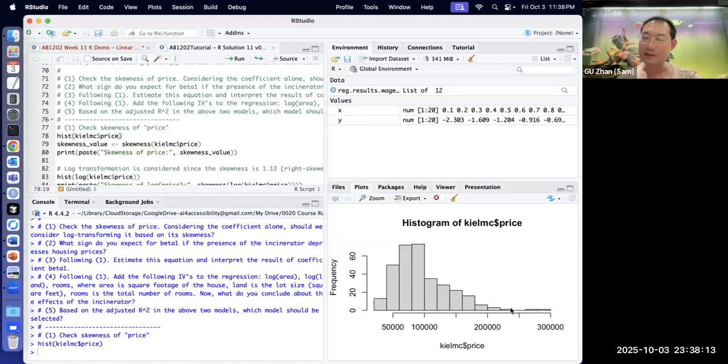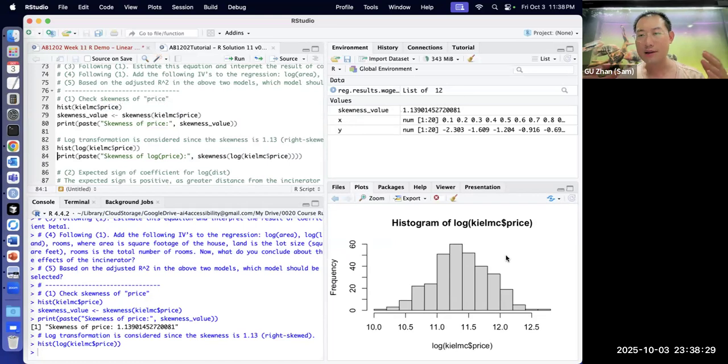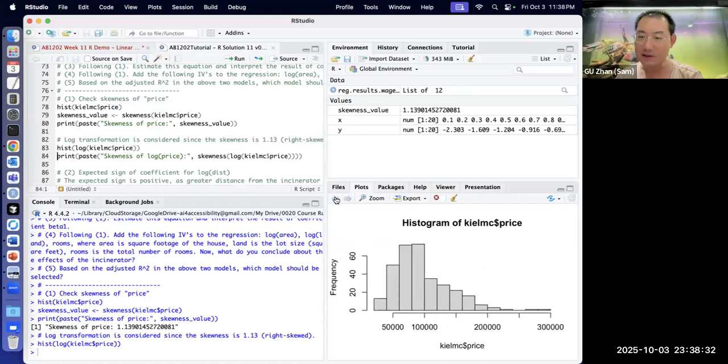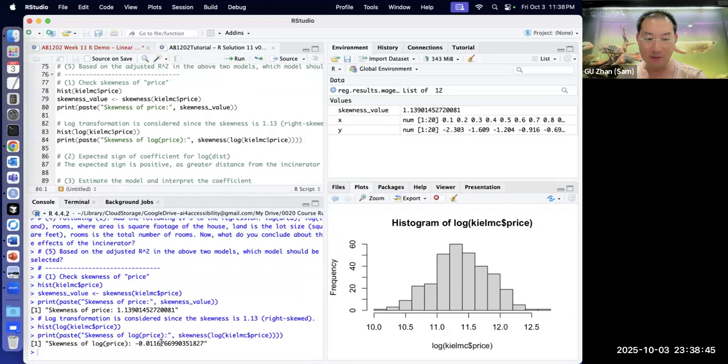The histogram shows it's right skewed. Then what is the skewness value? Let's print it. It shows 1.13, so it's greater than 1, highly right skewed. After that, we can apply a logarithm to it and show the histogram of the logarithm. Earlier was the raw price distribution, not log transformed, and this is the log price distribution. It looks more normally distributed. The skewness of log price is near 0. It's actually slightly left skewed, but it's around 0.